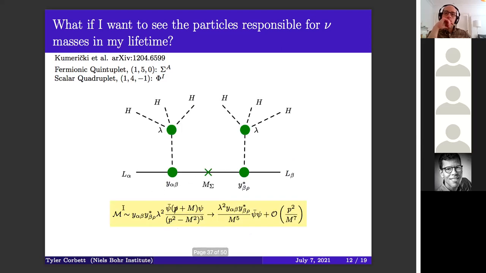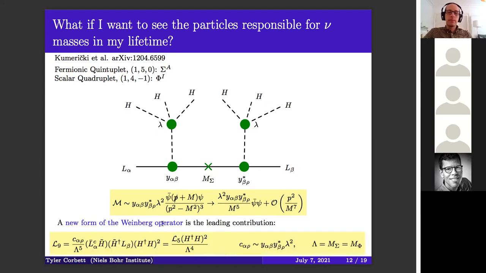So instead, my amplitude looks something like the Yukawas, this lambda squared, which is the scalar interaction. I've got one fermionic propagator, which gives me the p slash over p squared minus m squared. And I've got two bosonic ones, which give me an extra p squared minus m squared, squared. If I expand this, instead of, like in the type 1 through 3 seesaws, 1 over m dependence, I get 1 over m to the 5th dependence here. And the next correction is p squared over m to the 7th. Actually, it's probably p over m to the 6th. That's probably a mistake.